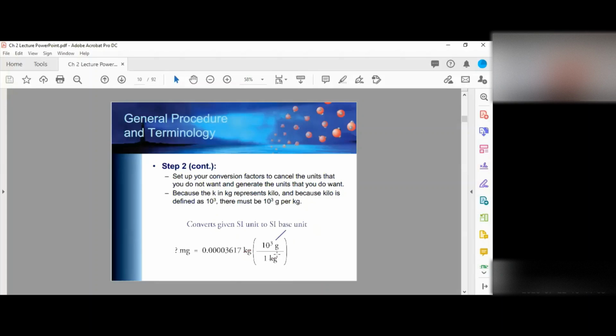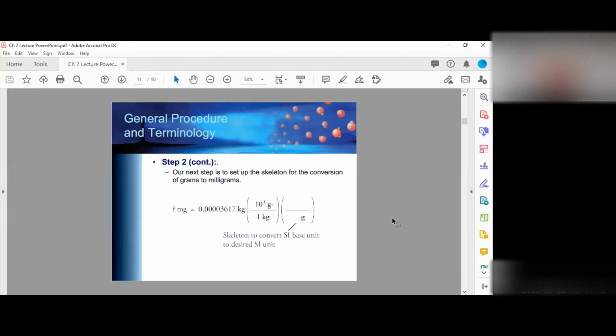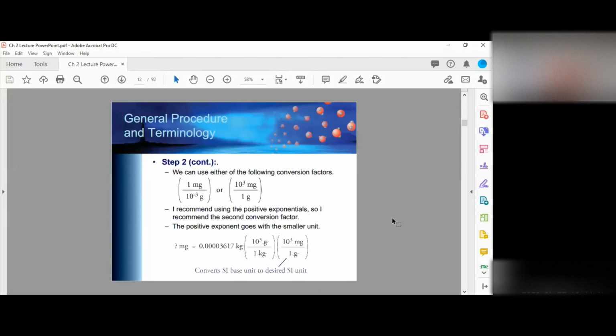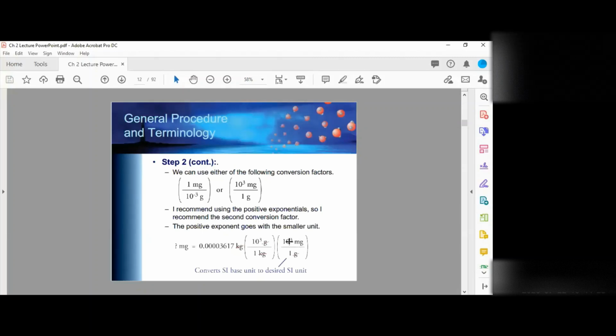How many grams in a kilogram? 1,000 grams in a kilogram. All right. Now what? Now I need to get the gram to milligram. So now I know there is a conversion factor I need to set up, which is gram to milligram. What is the conversion factor here? There is 1,000 milligrams in a gram.